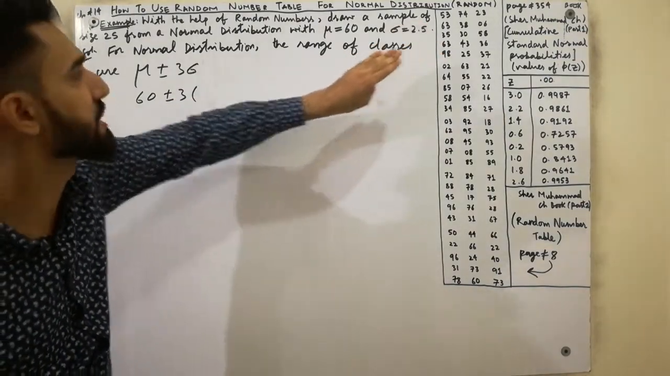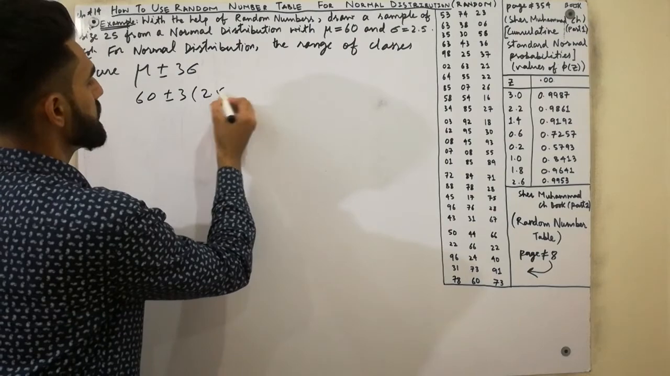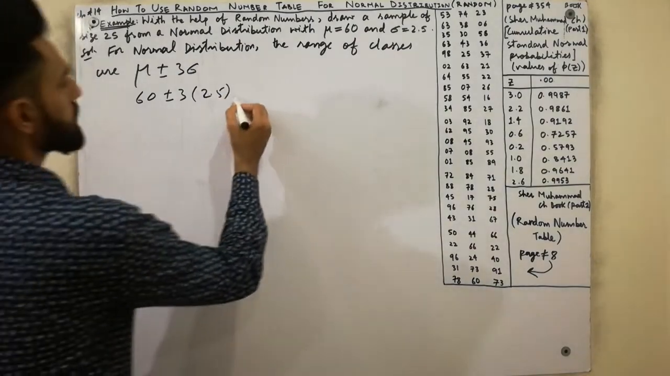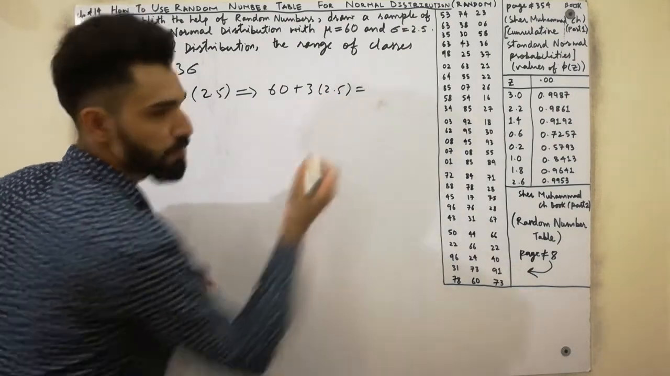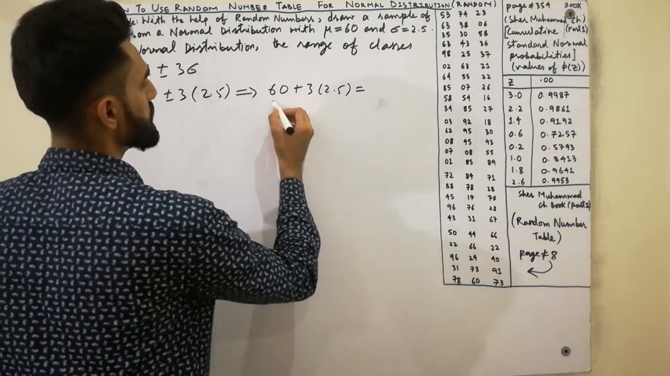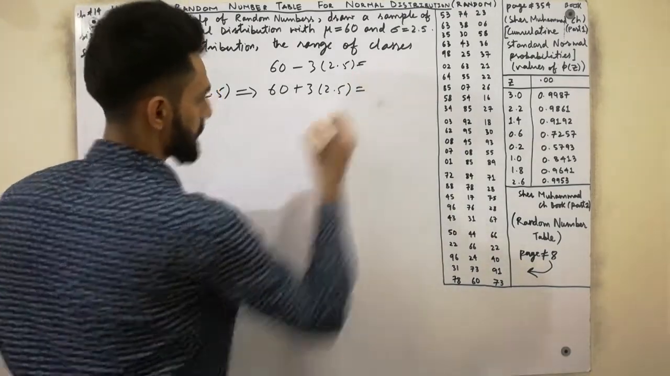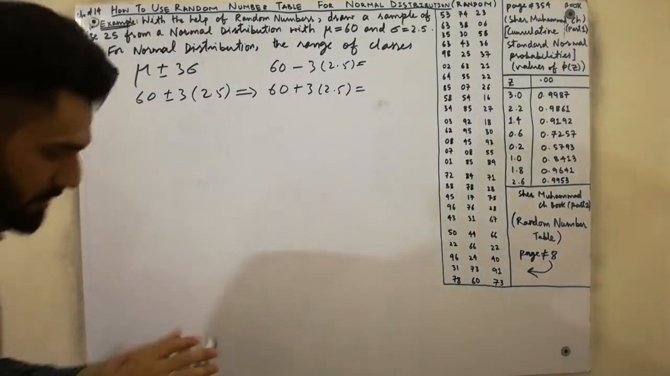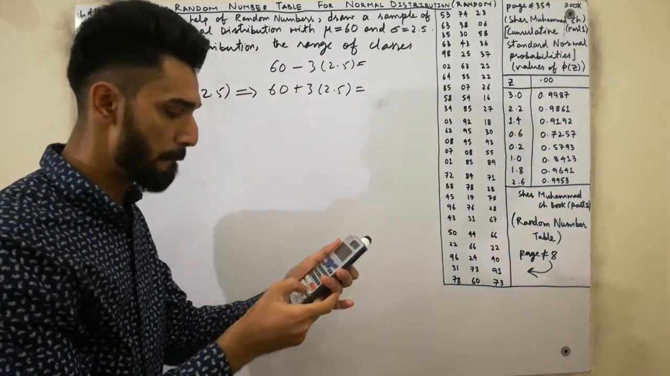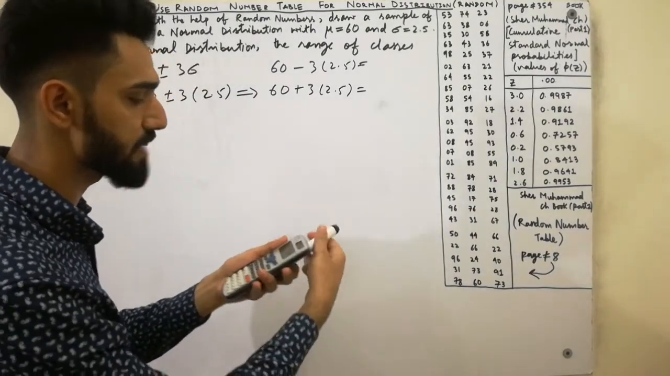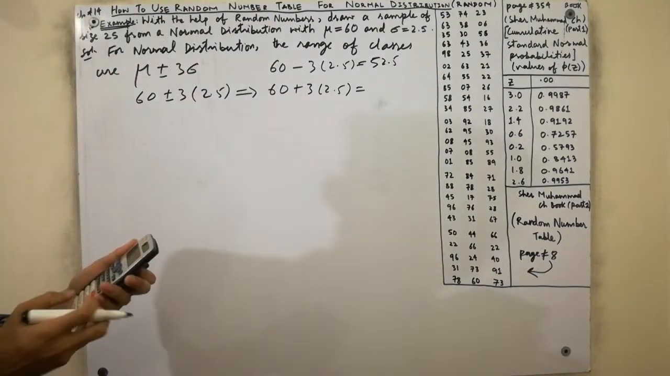Sigma is standard deviation and mu is mean. Standard deviation sigma is given as 2.5. Now calculating here, just a simple step. 60 plus 3 times 2.5, first of all, I will calculate. Next, 60 minus 3 times 2.5 I will calculate. 60 minus 3 multiplied by 2.5, we get the value 52.5.